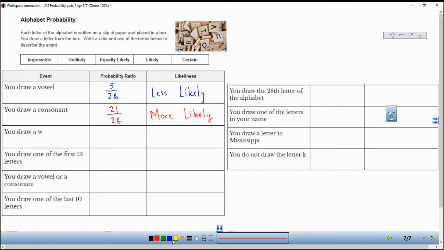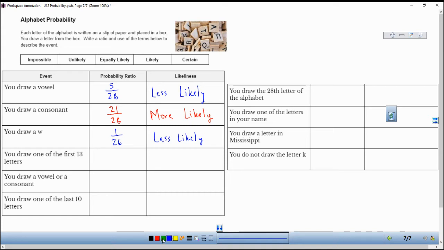You draw a W. Well, if each letter is put in there, there's only one W out of a total of 26. 1 out of 26. Certainly not impossible. It's just less likely. The percent chance of that happening is very low. It's probably around 3 or 4% that you'd pick any individual letter by chance. Probably more toward 4%.